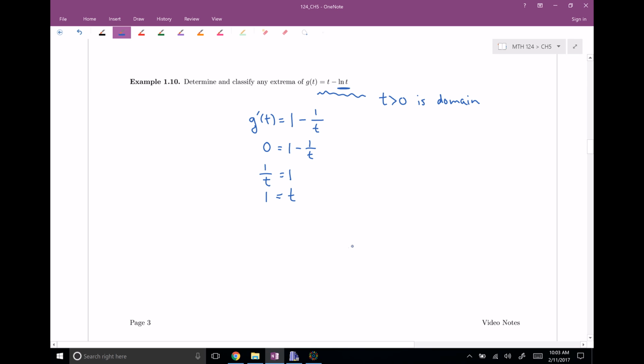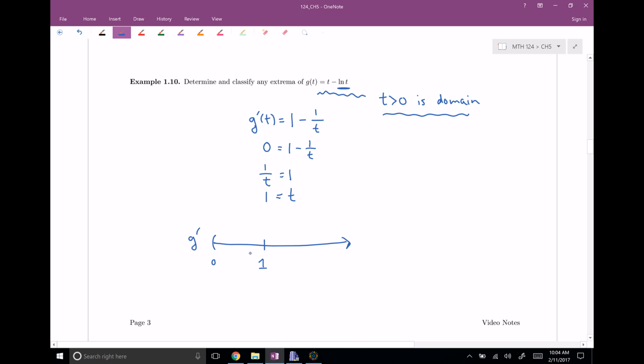So let's go ahead and plot it on a number line. In this case, remember, because our domain needs to be greater than 0, we're going to stop here at 0. And we're going to just go over here to, let's say, 1. That's our critical point, our point of interest. Again, we're mapping information about the derivative.